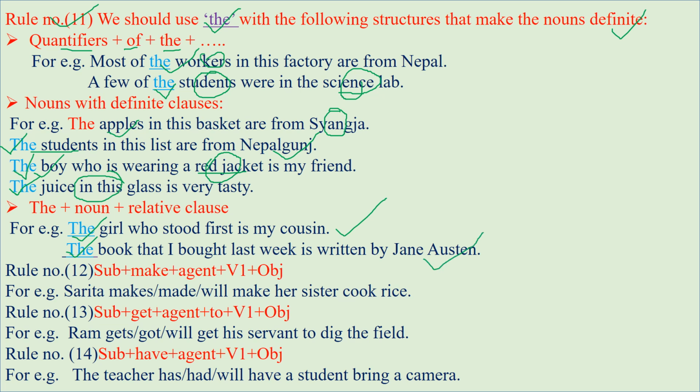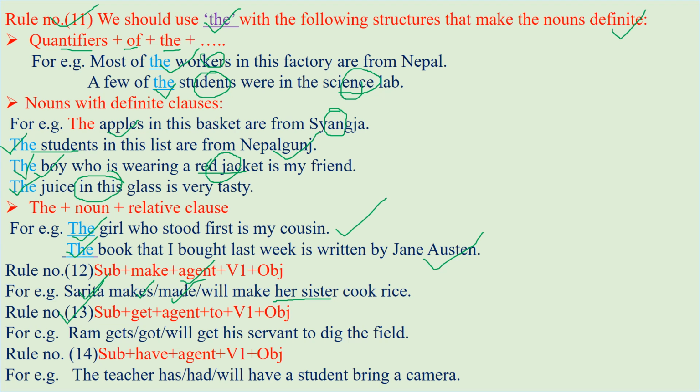Rule number 12. Subject plus make plus agent plus verb 1 plus object. Sarita makes her sister cook rice. Here her sister is the agent; the working person is known as the agent. Sarita makes her sister cook rice. Sarita made her sister cook rice. Sarita will make her sister cook rice. If there is make and an agent, then we should use verb 1. We should not use to before the verb.